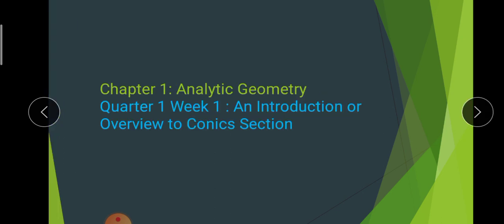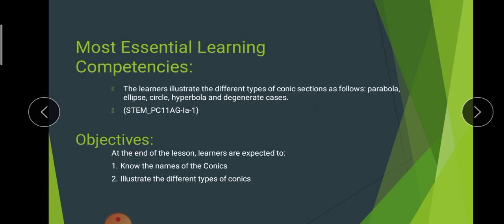For Chapter 1, our topic is about analytic geometry. And for Quarter 1, Week 1, an introduction or overview to conic sections. For the most essential learning competency, the learners illustrate the different types of conic sections. We have two objectives for this lesson. Number 1 is to know the names of conics, and number 2, to illustrate the different types of conics.